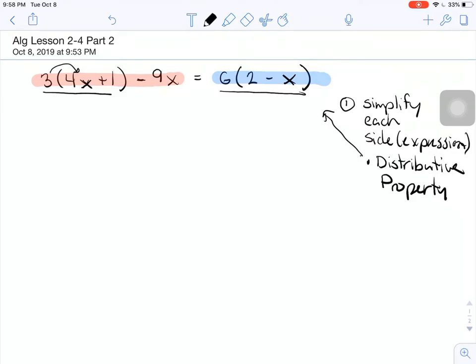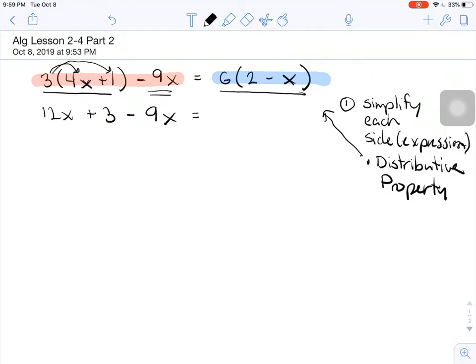So 3 times 4x is 12x. And 3 times 1 is 3. And then we need to not forget that we still have this minus 9x hanging out there. That's part of that expression. So that's still going to be on the end of what we rewrote with our distributive property. So we need to not forget about that other piece that's after the parentheses.